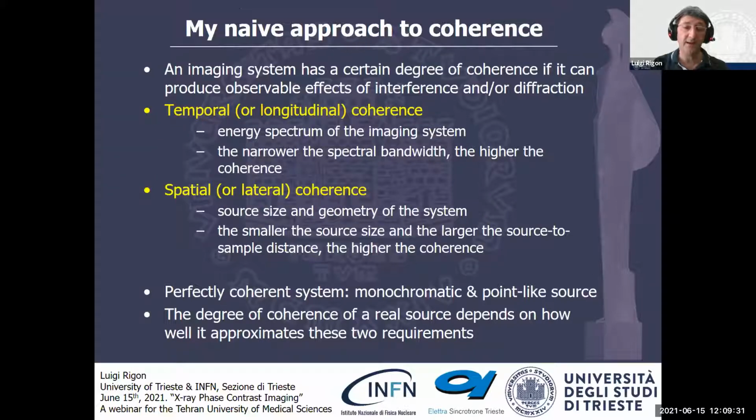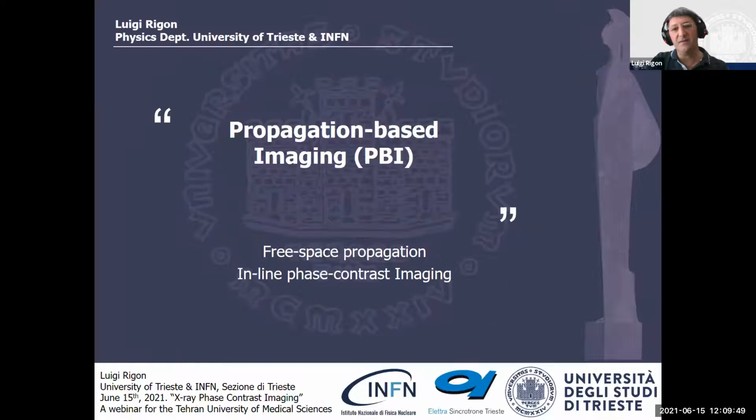And by the way, at synchrotrons, we are nearly in this configuration of a perfectly coherent system because we have monochromatic beams and very small sources that are maybe 30 meters away from the object. So we have a very good degree of coherence. So let's now start the review of these phase-sensitive techniques.